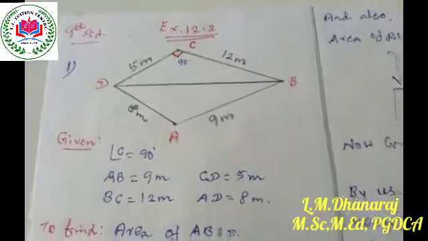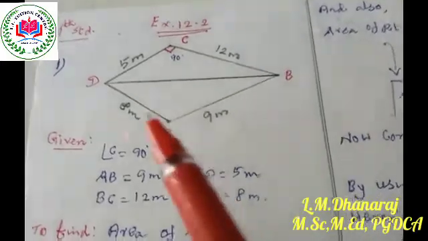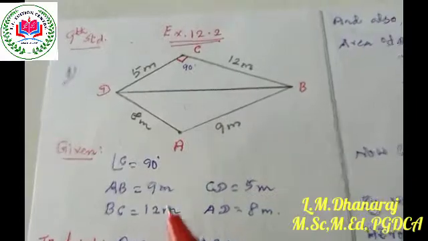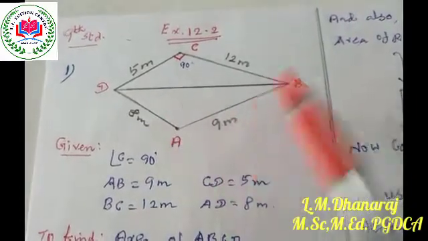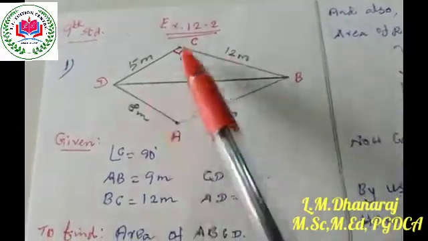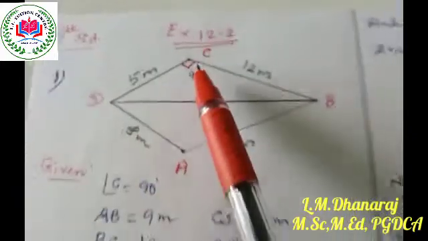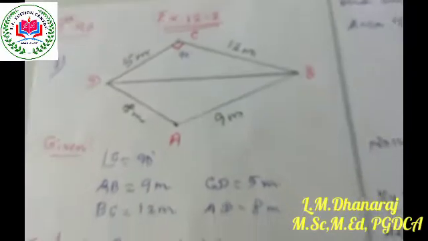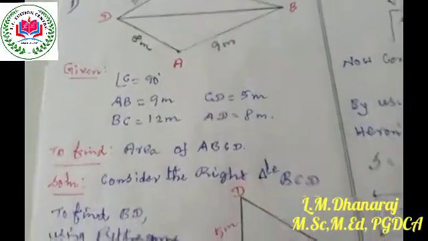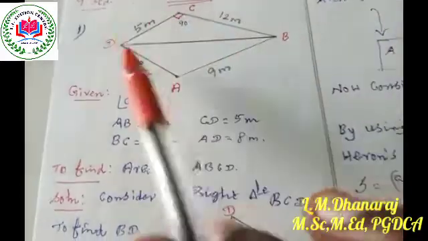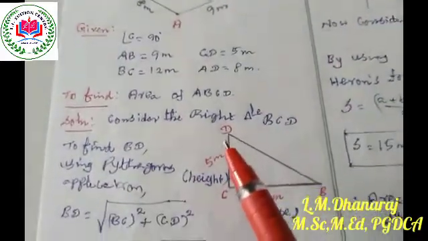Exercise 12.2, the first sum. So this is the given diagram. AB is 9 meters and BC is 12 meters and CD is 5 meters and AD is 8 meters, and angle C is given as 90 degrees. So we have to find the area of ABCD by using Heron's formula.